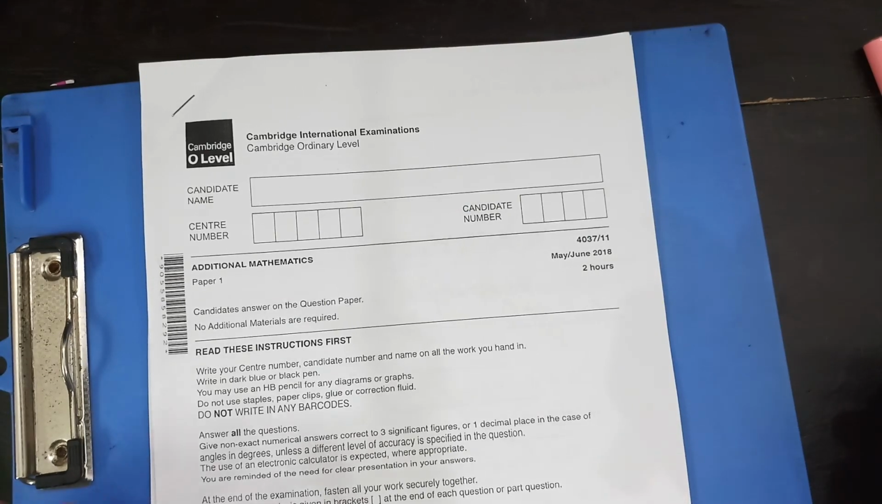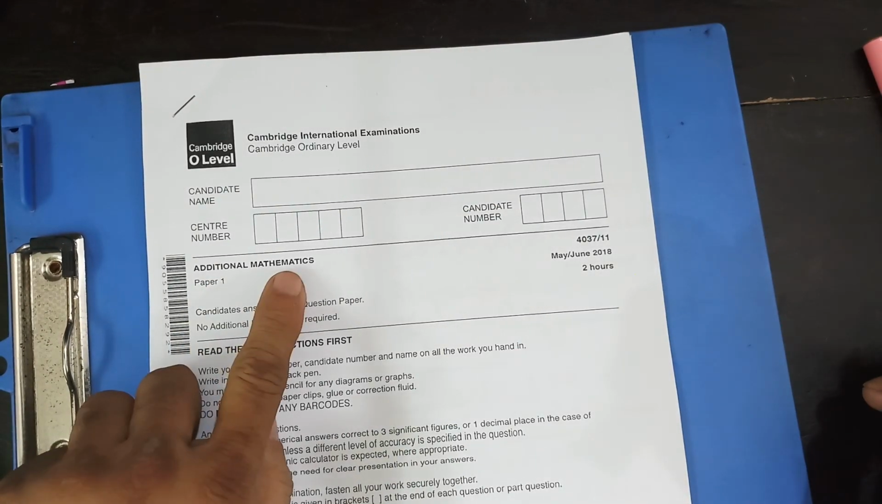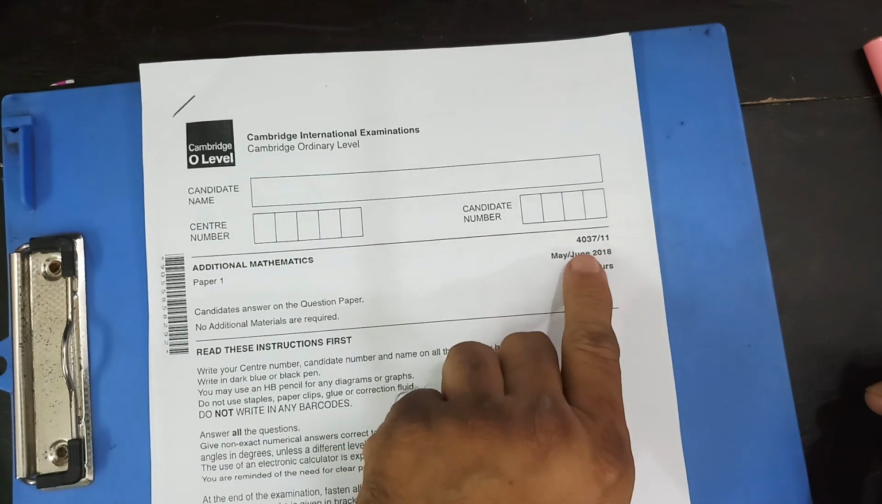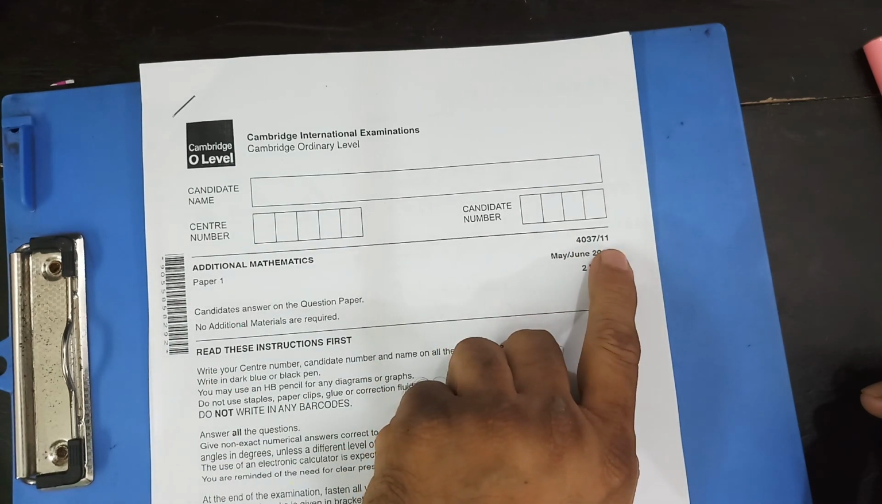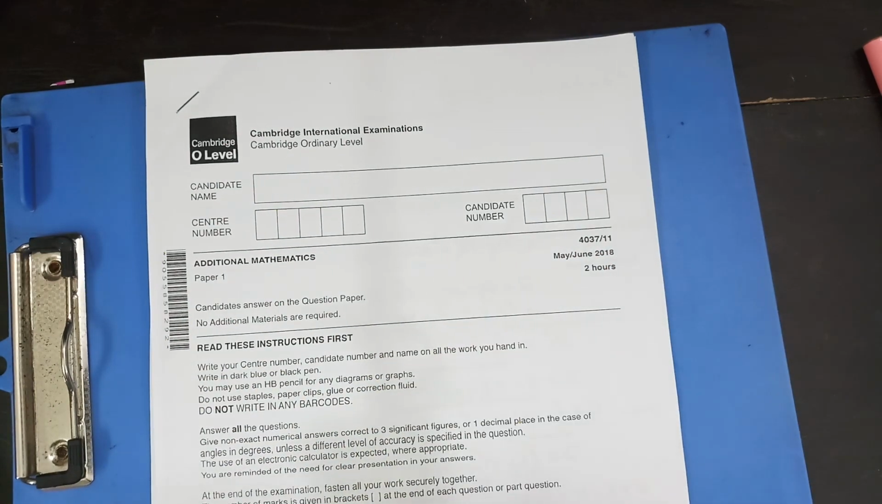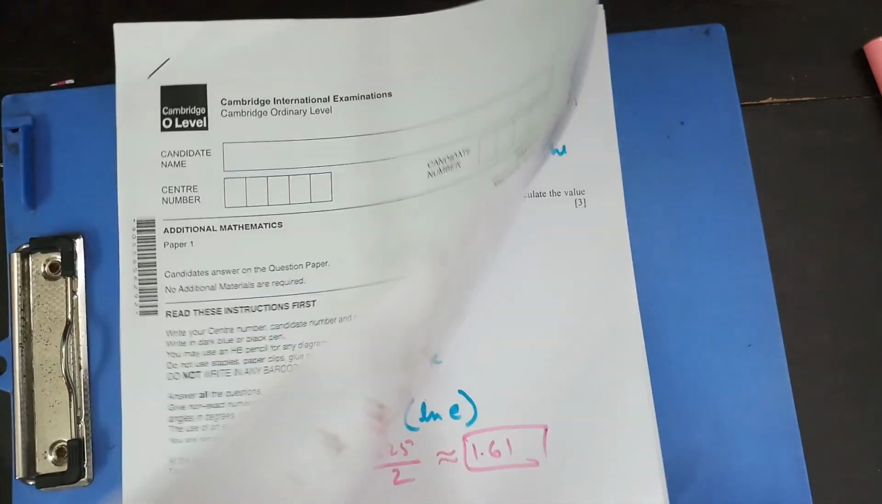Good morning, students. Welcome to the second video of solving Additional Mathematics Paper 1 4037, variation 11, May/June 2018. In my last video I finished up to question number 5. Today I'm going to solve question number 6.